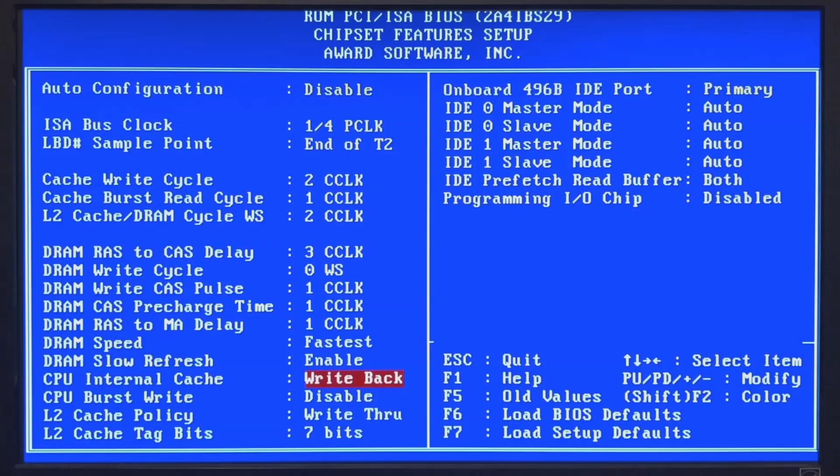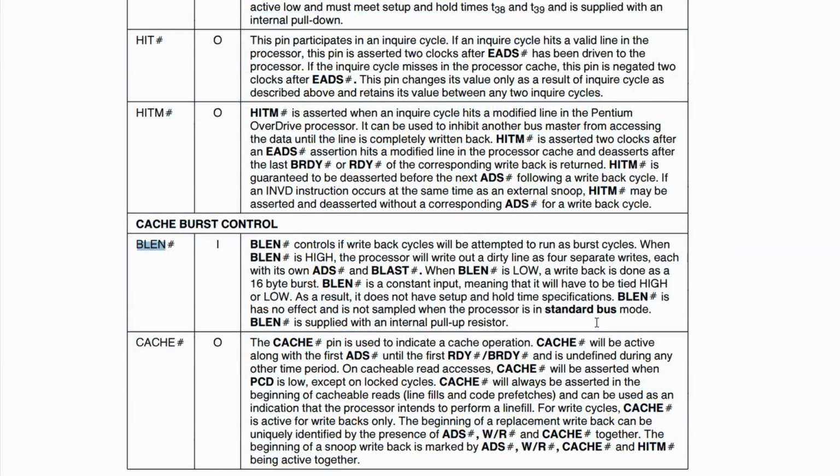However, I tried with this and without this and all these settings here, and I didn't notice any difference in the benchmarks or any other behavior. The manual states that you should enable this if your motherboard supports burst mode, and that it has no effect when the processor is in standard bus mode. So this might be relevant for some other motherboards and systems, and it is something I will retest in the future. But for now it didn't have any effect, so in the end I did all my tests without it.